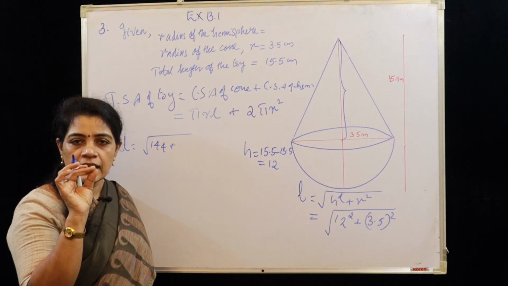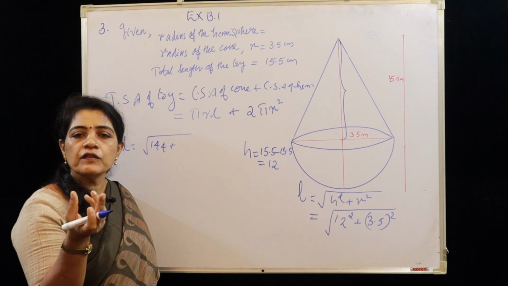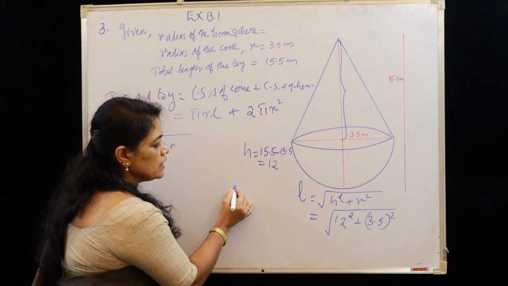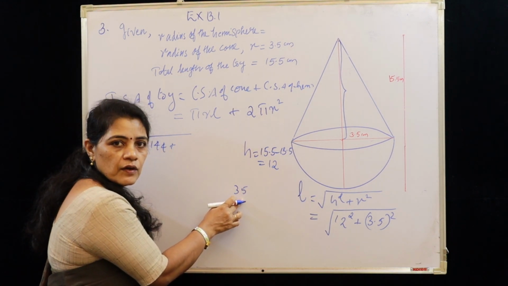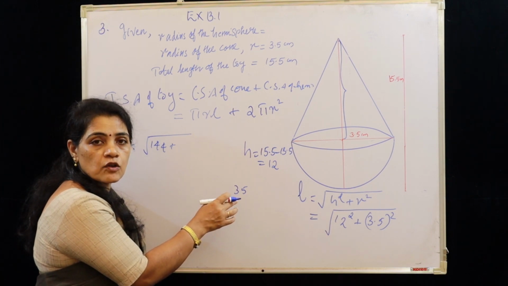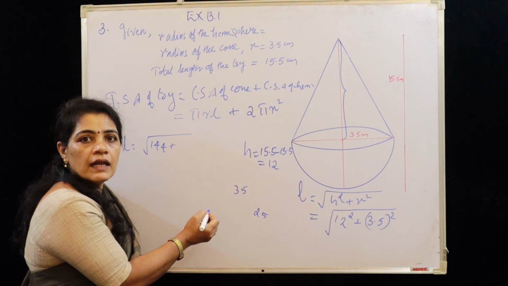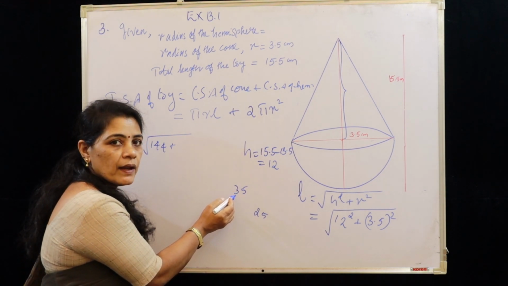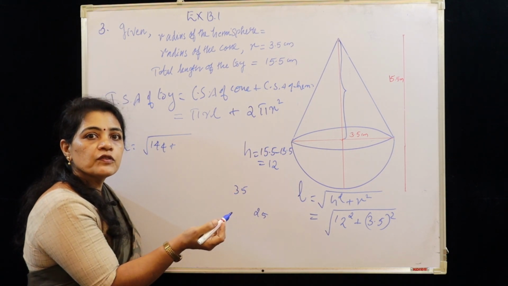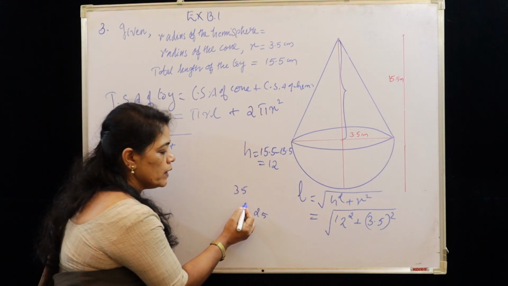You just take 35 into 35. What is 35 into 35? A number ending with 5, its square also ends with 25. And the remaining digits we get by multiplying the consecutive number of 3, that is 4. 3 4s are 12.